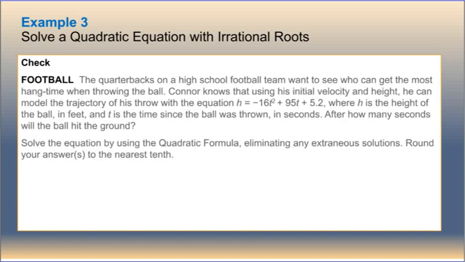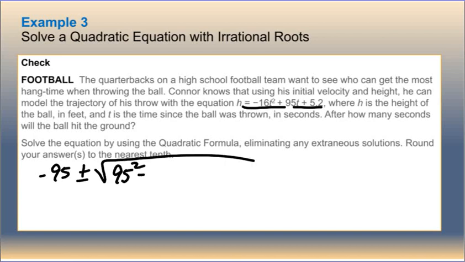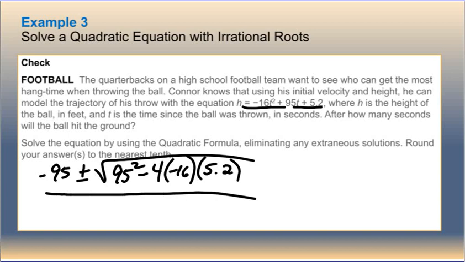We'll solve the equation by using the quadratic formula, eliminating any extraneous solutions. Then round your answer to the nearest tenth. So we have our equation here, so let's plug those in. So this would be our negative b, which would be negative 35 plus or minus the square root of 35 squared minus 4 times our a, which is negative 16, times our c, which is 5.2. Divide that by 2 times negative 16.